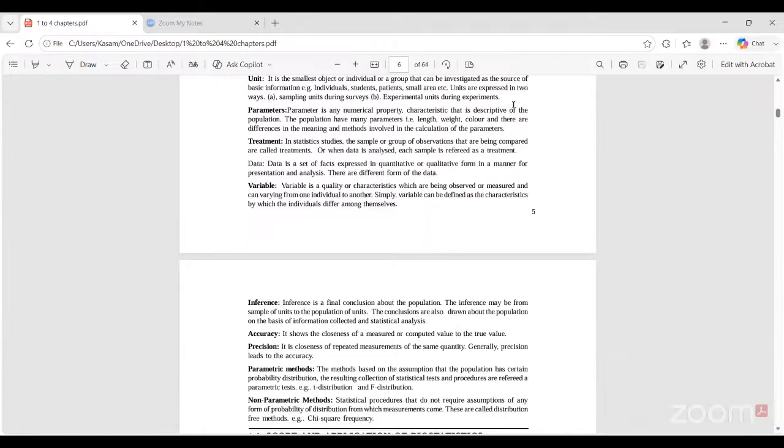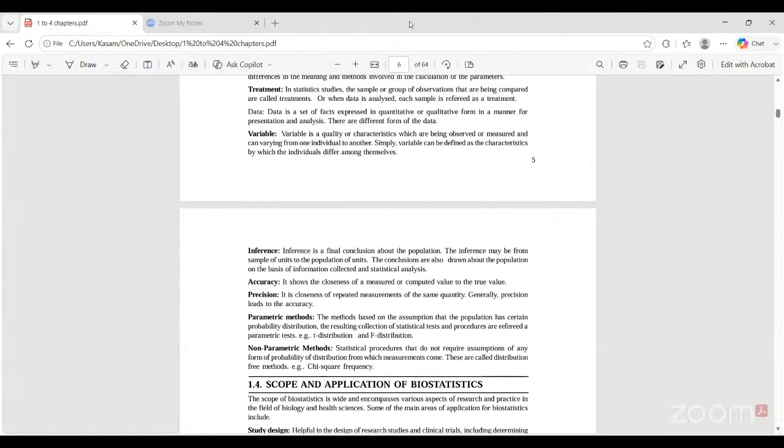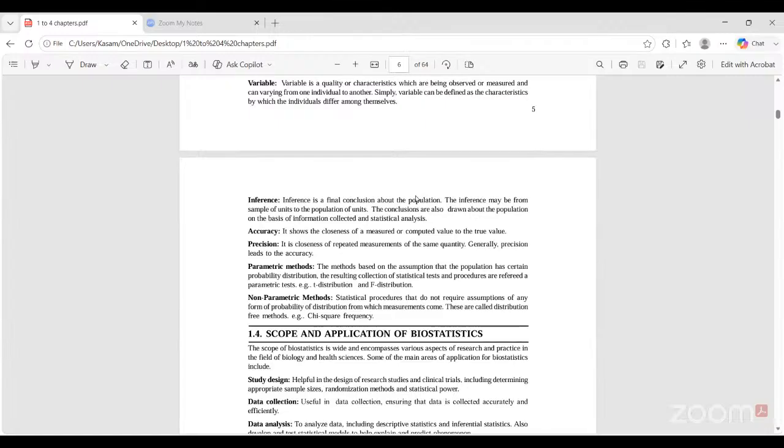A variable is a characteristic being observed or measured, and it is different from one individual to another. A random variable means, from 2, 1, 2, 10, I am picking the 2, and picking the 6 is a random variable. So it is a characteristic by which individuals differ among themselves. What is accuracy?